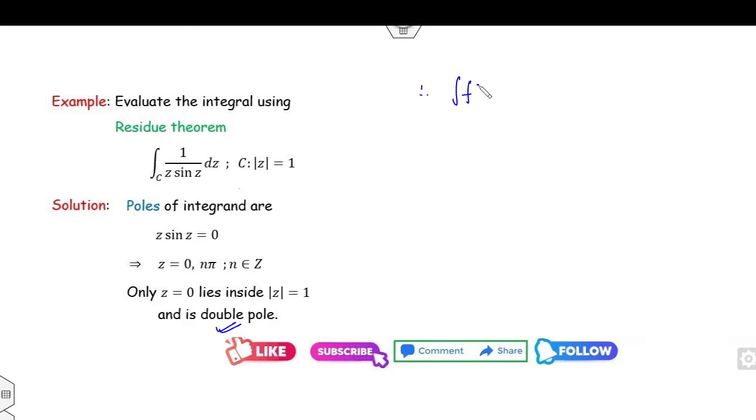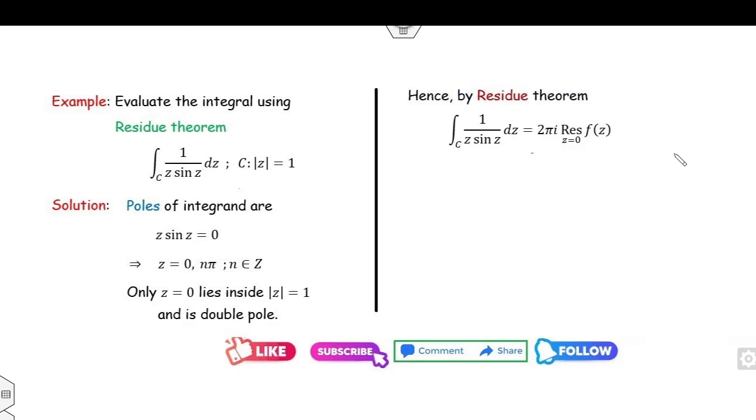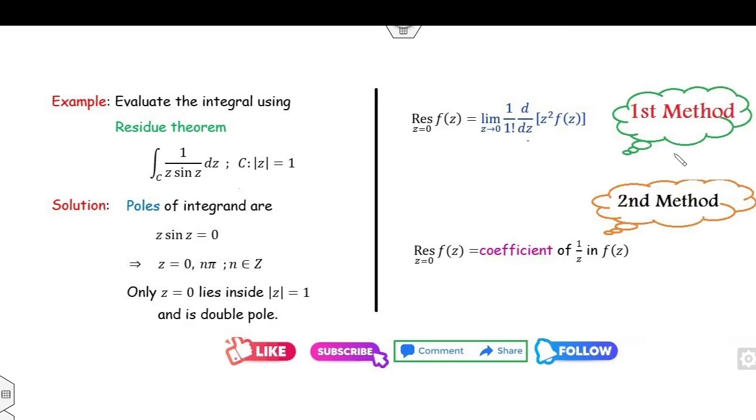Therefore, by the residue theorem, your target is to find 2 pi iota times the residue at the point 0. But make sure the residue at the point 0 is at a double pole. Fine. How can you find the residue at the double pole? We have two different methods, as I mentioned to you. The first method is we can use the concept of derivatives, or we can use the concept of coefficients. So I will tell you both the methods in this lecture.